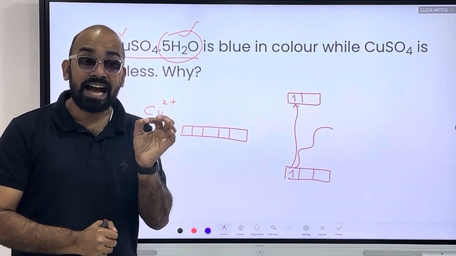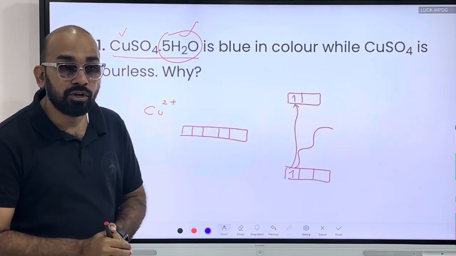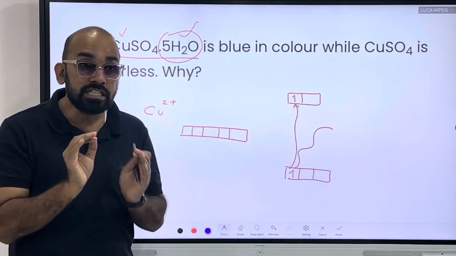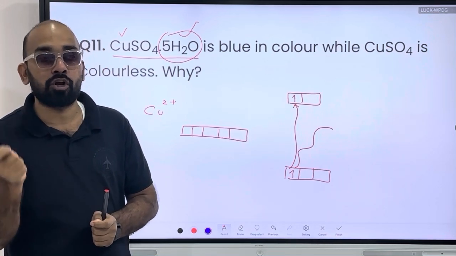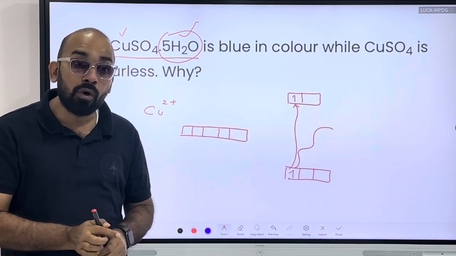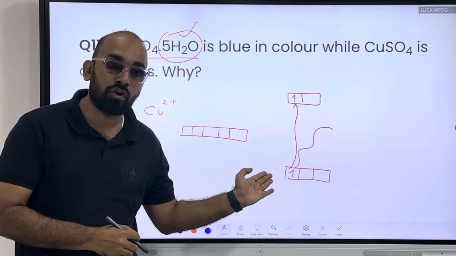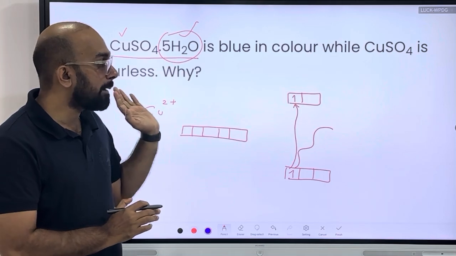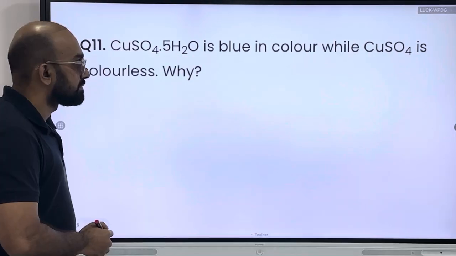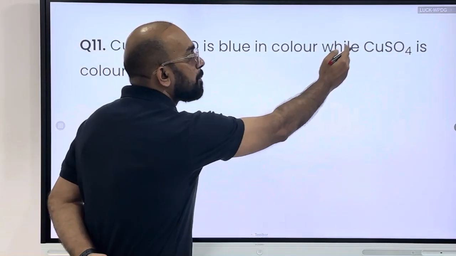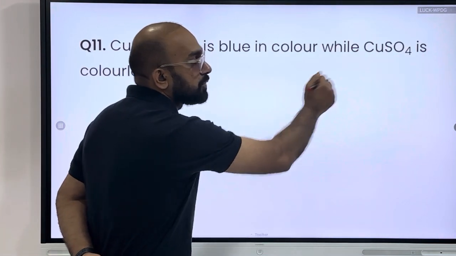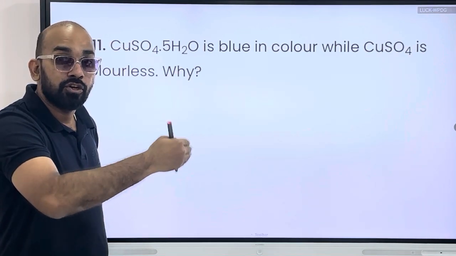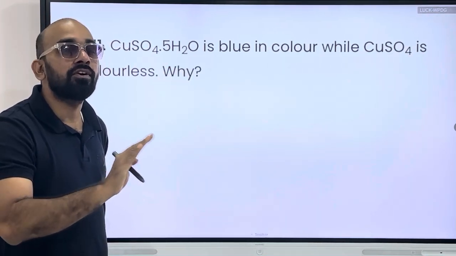You understand? In the hydrated form, water molecules act as ligands and surround the Cu2+ ion. These water molecules split the d orbitals of Cu2+, allowing d-d transition of electrons. Hope you understand. This absorption causes the compound to appear blue in color. Regarding copper sulfate, there is no water molecule, right? No ligand, no crystal field splitting, no d-d transition, so no color.